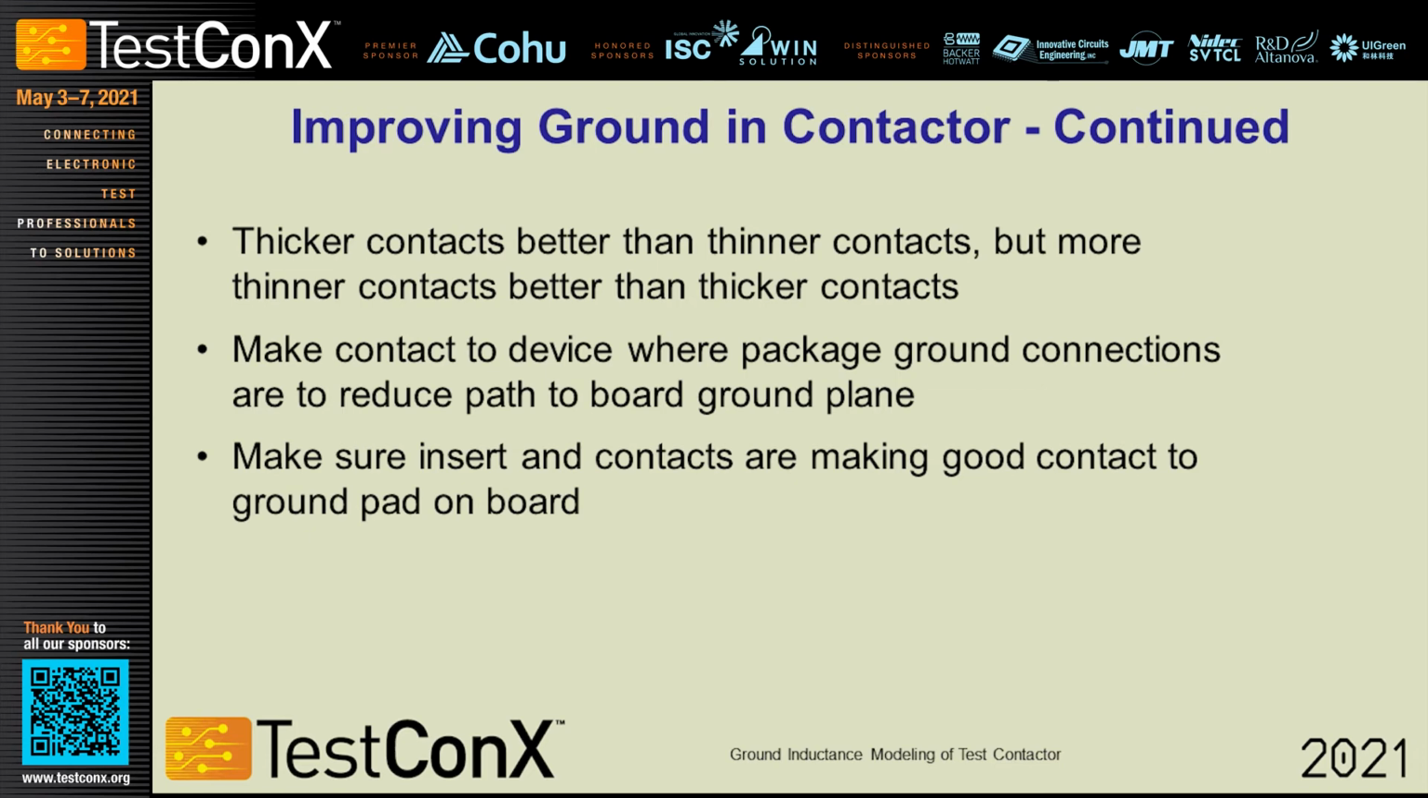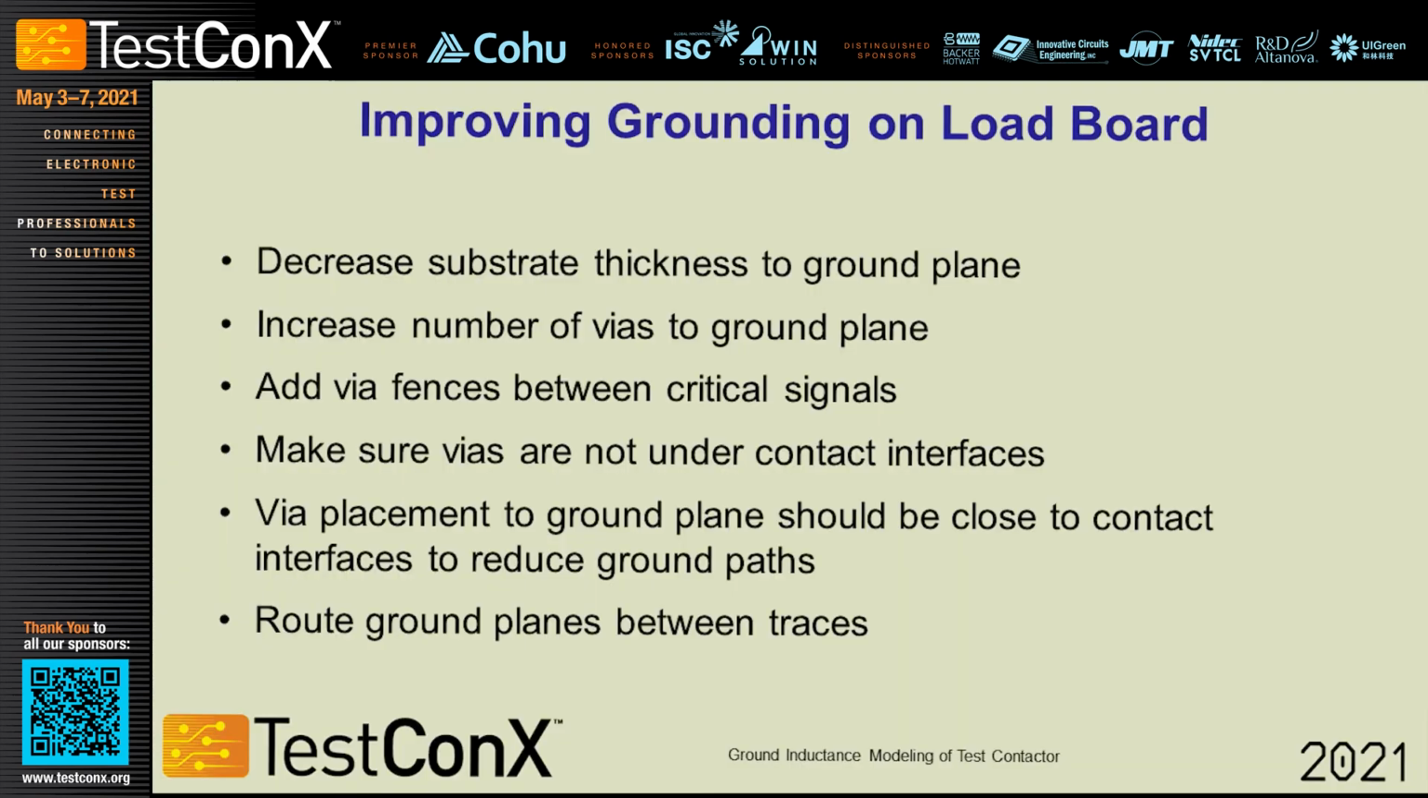Now, improving the grounding on a load board, some of the things you can do is decrease the substrate thickness to ground planes. This is something that I did in a previous life, where the higher frequency we had to go, the thinner the substrate had to be in order to support the stuff that we had on the top layer. In fact, in the 80 gigahertz range, you typically have a 4 or 5 mil substrate. In the millimeter wave range, in the 20 to 40 gigahertz, 10 mil substrates are probably okay. Lower frequencies, you may be able to get by with a 20 mil substrate for the RF signals to the ground plane.